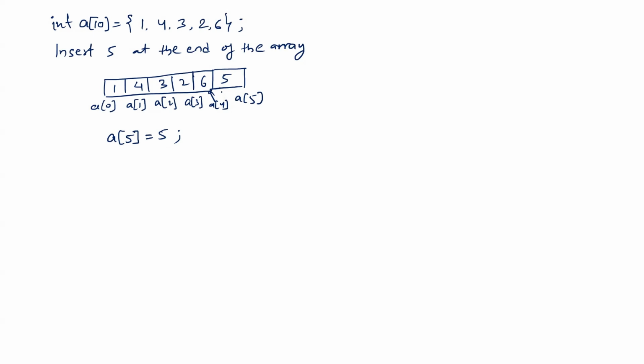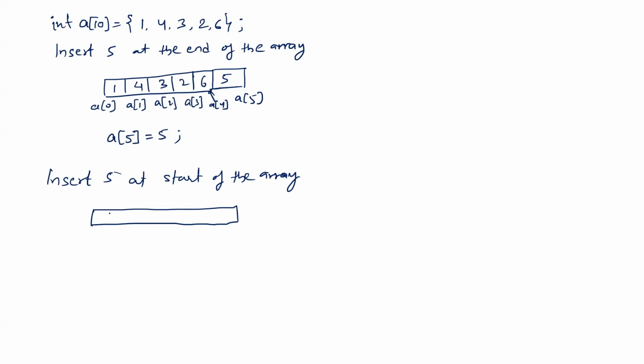So inserting the value at the last is not a big thing. If you want to insert the value at any other position, then what do we have to do? Let's suppose I want to insert 5 at the starting position, at the start of the array. So let me draw this array once again, and the size is big enough. Initially it is 1, 4, 3, 2, 6. All the other elements are empty now.